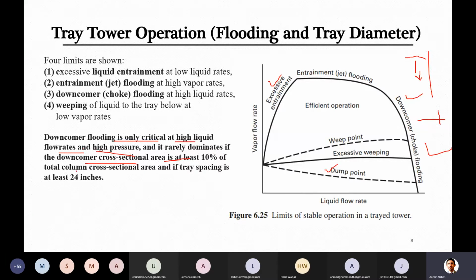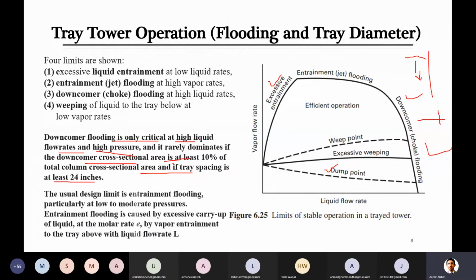As well, for the other condition, which is carry away of the liquid with the vapor: if you give sufficient tray spacing, for example up to 24 inches, you can avoid excessive carryover of the liquid with the vapor. When there is spacing between the trays, there is a disengagement area where liquid droplets can separate from the vapor, unless the vapor has very high pressure and can carry all the liquid to the top.